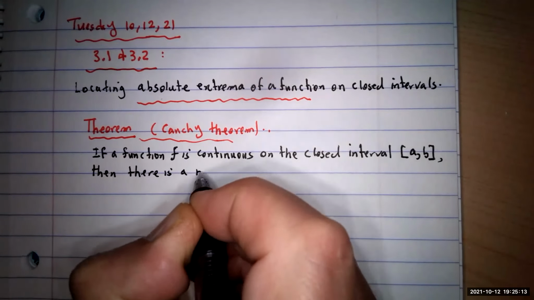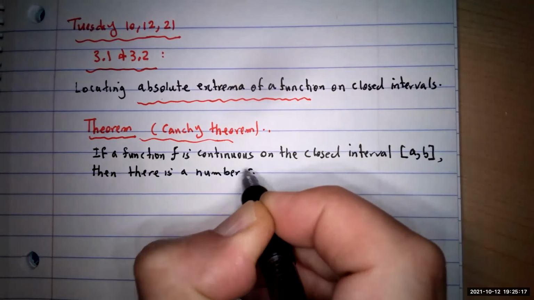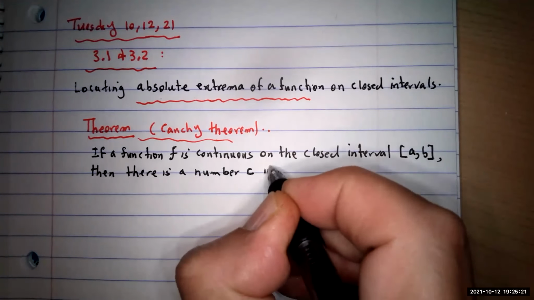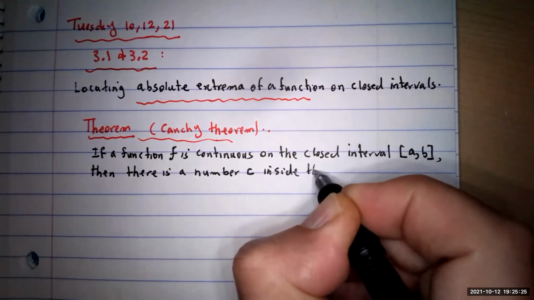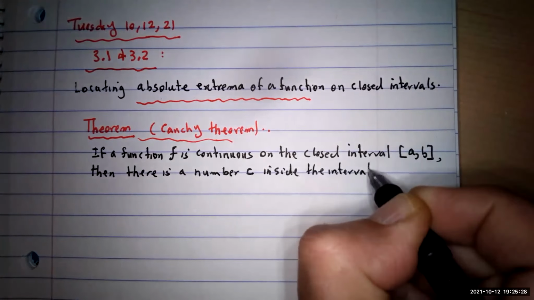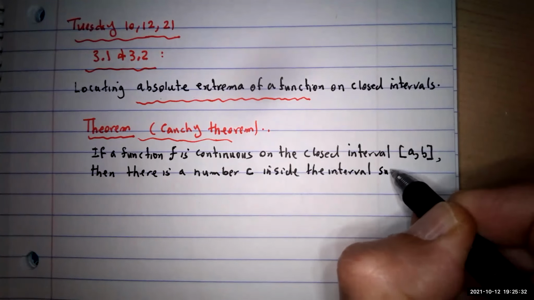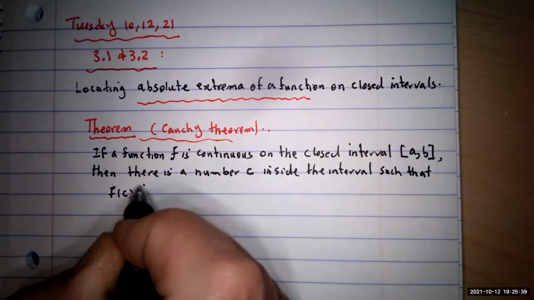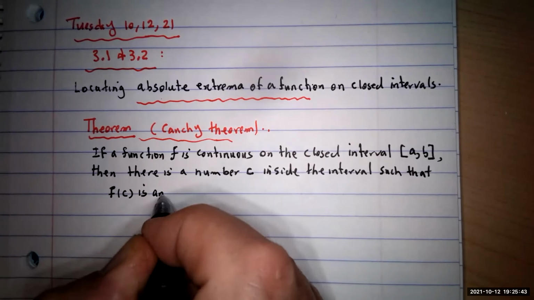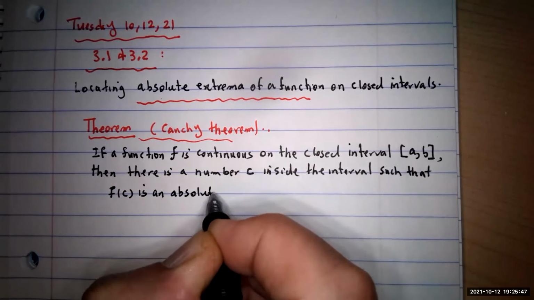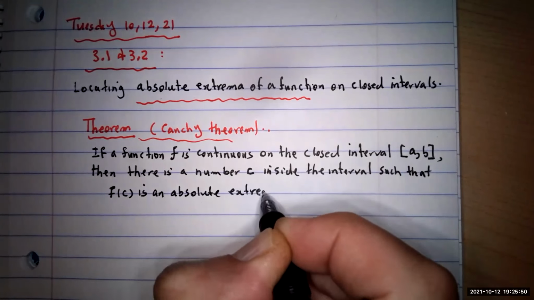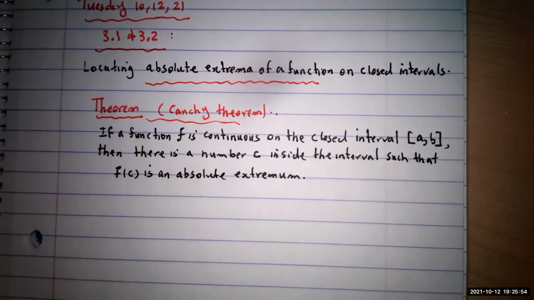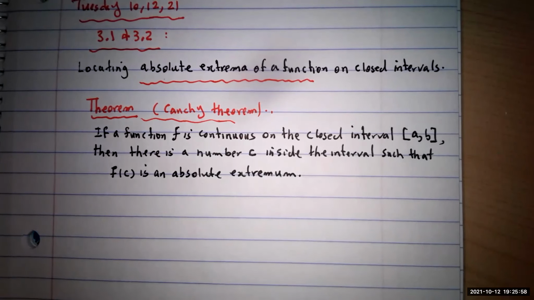Then there is a number C inside the interval such that f of c is an absolute extremum. Absolute extremum means it can be a maximum or it can be a minimum. That's it. So you don't need anything else. That's why we discuss this one now rather than later, because we don't need anything else.